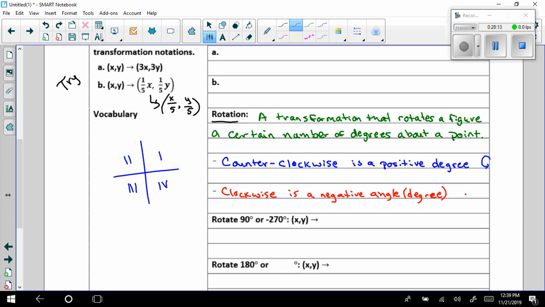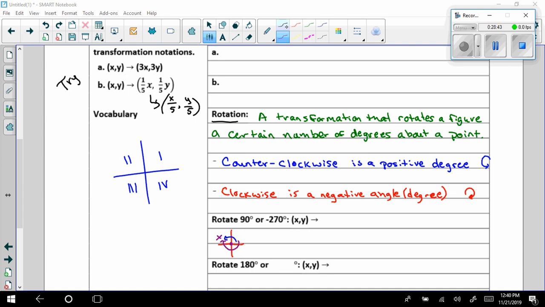Because you're going this way, so you're going against what this says to do. So when it says rotate 90 or negative 270, 90 in the positive direction, 270 in the negative direction, you end up in the same spot. Okay, about that origin, if we're spinning around the origin.